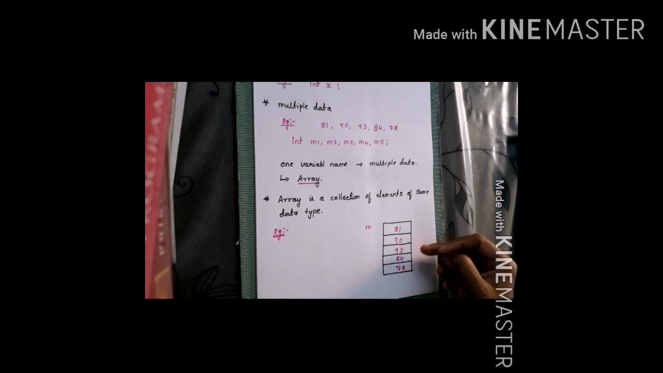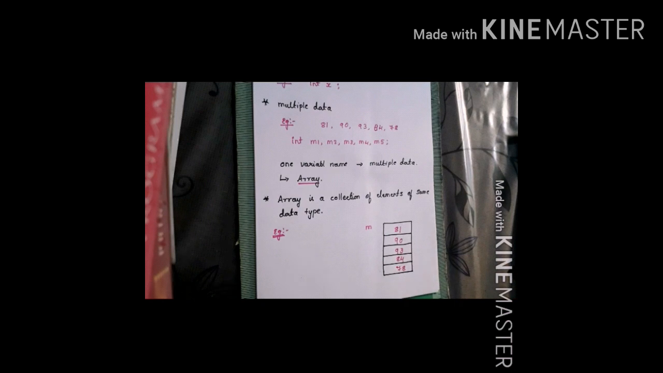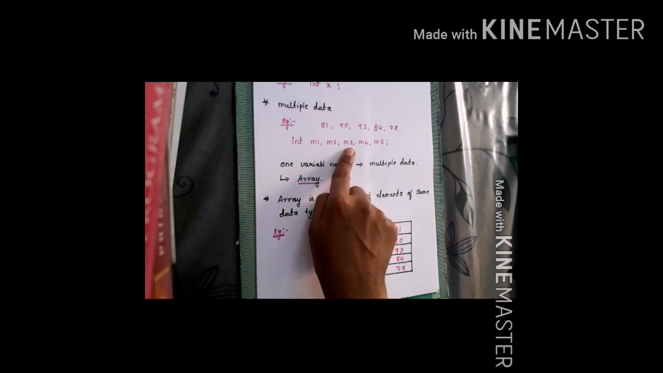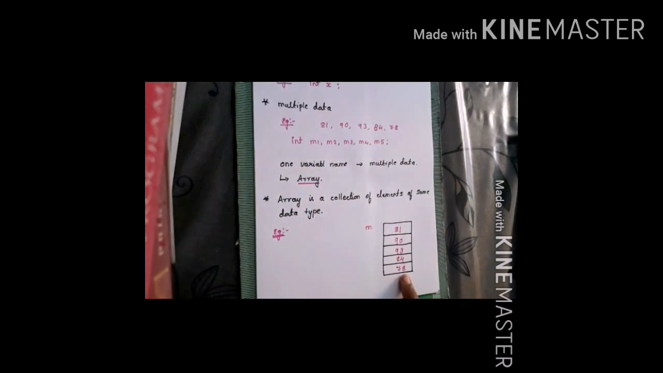Next, how to access this individual element? So, in the single variable example, if I want to use first test marks, I'll use the variable M1. In case if I want to use the third test marks 93, I'll use the variable M3. But in case of arrays, I have given only one name M to this array. In this array, I have stored all the 5 elements of the array. Next, you will learn how to access the individual elements of the array.